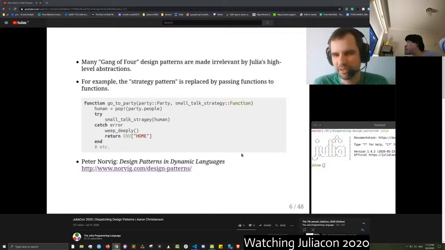So in some cases, some of the popular design patterns aren't really necessary in Julia, like some of them in Gang of Four, if you're familiar with those. For example, the strategy pattern can just be replaced by passing a function to another function, right? You can do this in any functional language and in most dynamically typed languages. Instead of having a whole bunch of classes to think about your strategies, you can just have a function that you pass in.